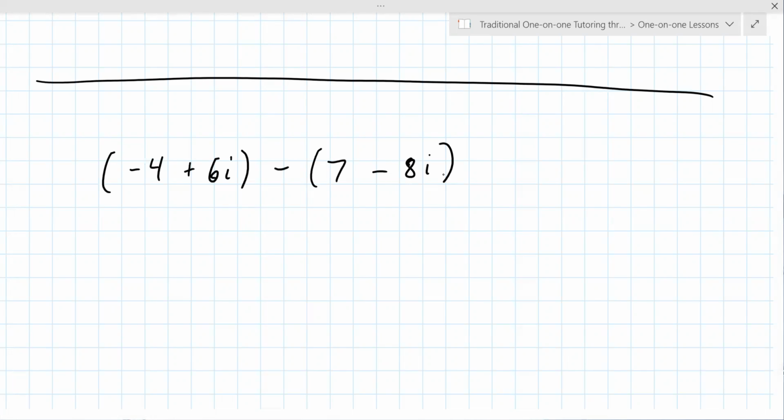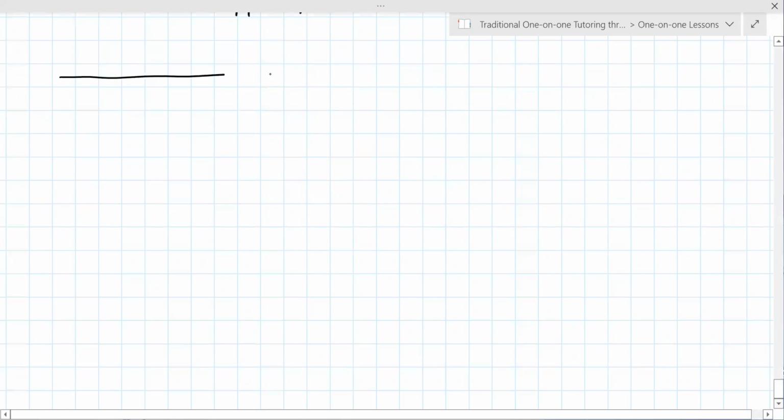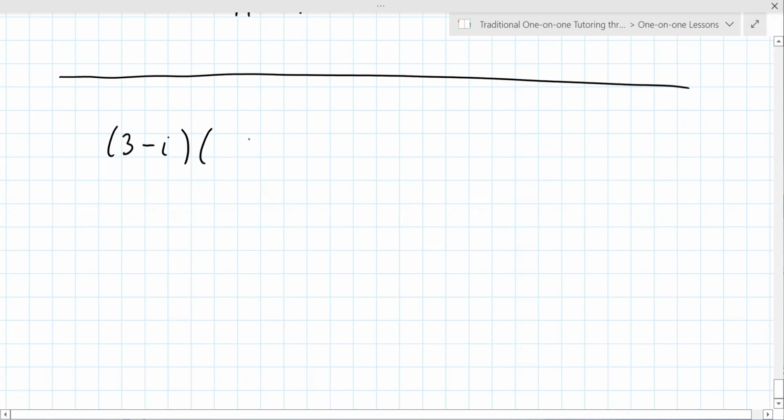Could be negative 11 plus 14i. Yes, perfect. Okay. So the next type of problems I'm seeing are these FOIL problems. So let's say it's 3 minus i times 6 plus 2i, something like this. And it just says to simplify, but what they really mean is to FOIL. So FOIL means first, outer, inner, last, and it's referring to the terms that you multiply.